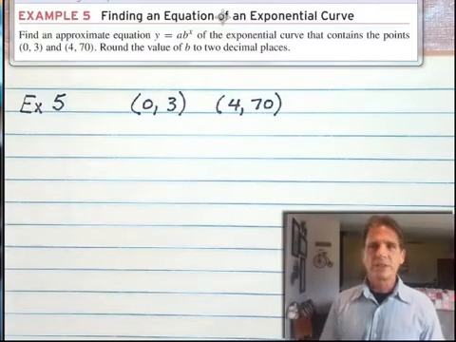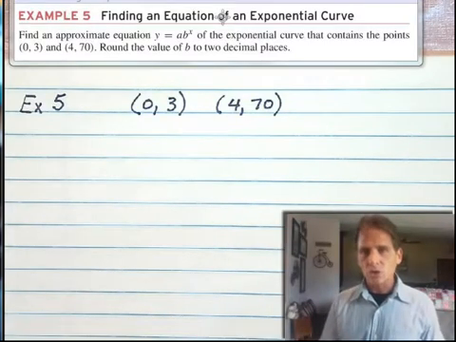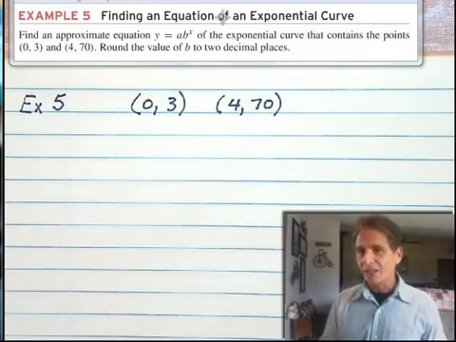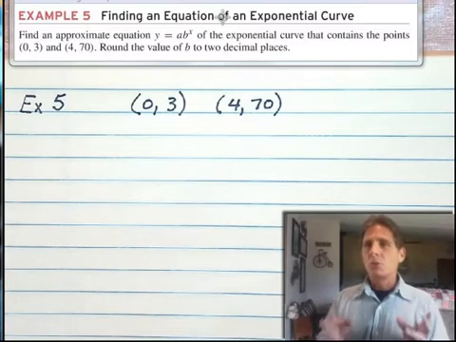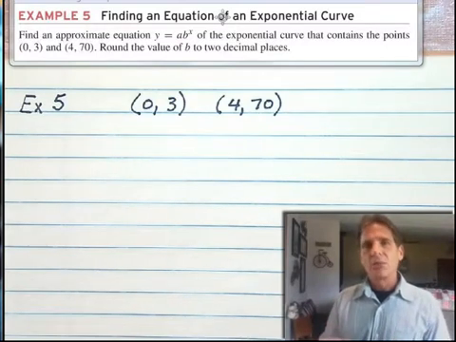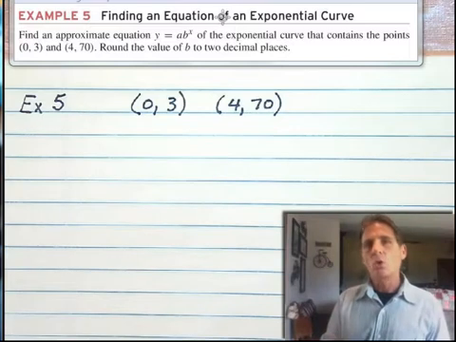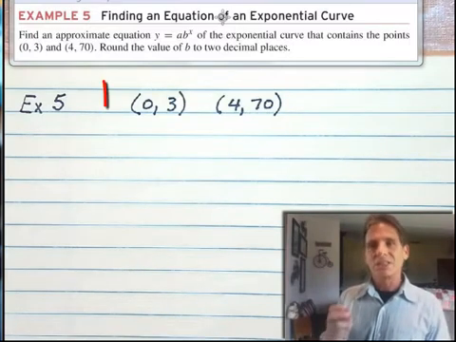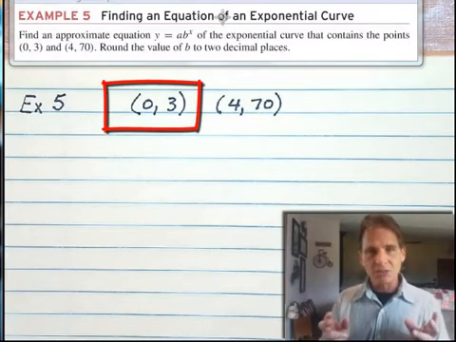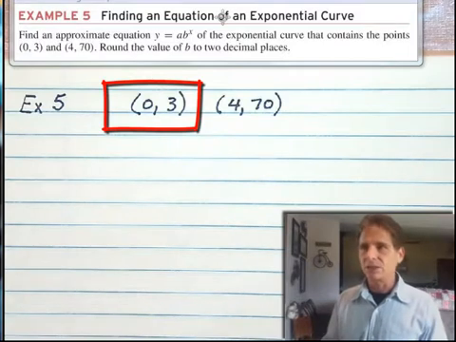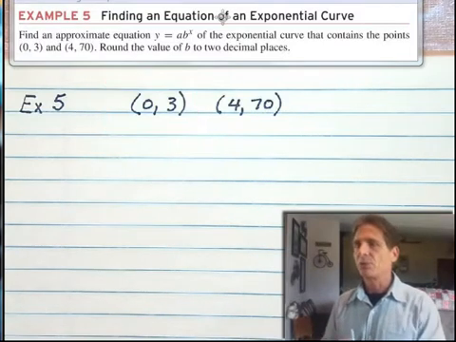Example 5 is finding an equation of an exponential curve given 2 points. Now we're going to do this by hand rather than the calculator. We'll learn to do that next section. But when you do it by hand, I will make sure you always get one point that is 0 something, which means I'll be giving you the y-intercept, so that'll make it a little easier. So here we go. Example 5.